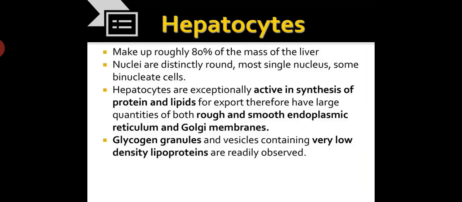These hepatocytes make up roughly 80% of the mass of the liver, and the nuclei are distinctly round, most with a single nucleus, and some binucleate cells. Hepatocytes are exceptionally active in synthesis of protein and lipids for export, and therefore have large quantities of both rough and smooth endoplasmic reticulum and Golgi membranes. The Golgi complex and the smooth and rough ER are involved in the transportation or export of substances between the cells. Apart from that, there are glycogen granules and vesicles containing very low density lipoproteins, which are readily absorbed.